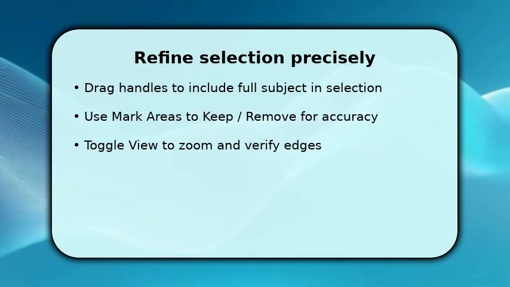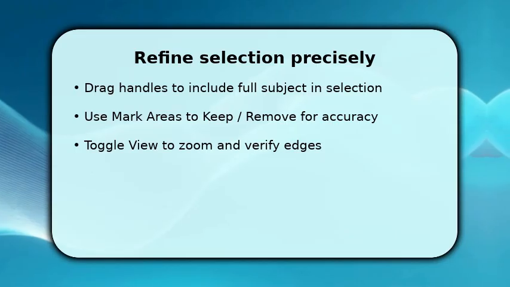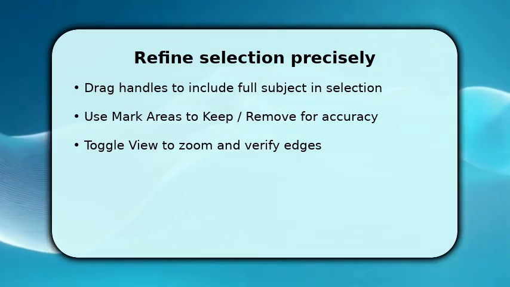Once the magenta mask appears, drag the selection handles to encompass the entire subject. This tells Word what to keep. Then use mark areas to keep for lost subject parts and mark areas to remove for stray background bits. You can click repeatedly to add strokes.